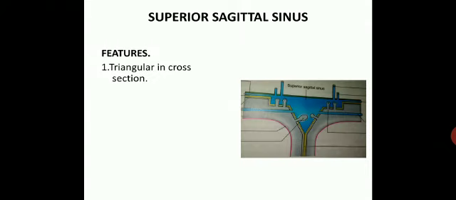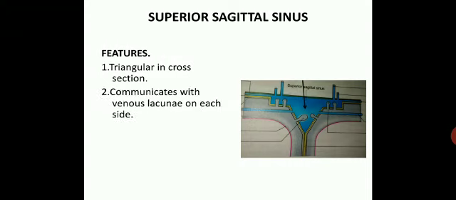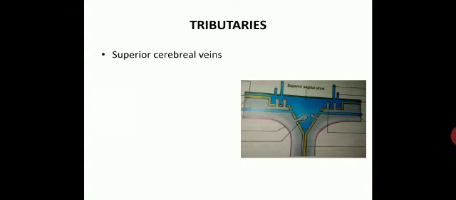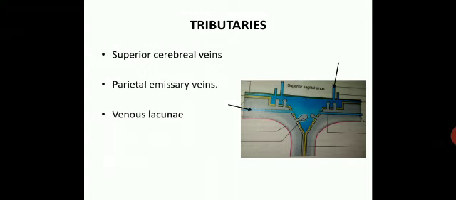Features: it is triangular in cross section and it communicates with the venous lacunae on each side. The arachnoid granulations project into its lumen, which help in the drainage of the CSF or the cerebrospinal fluid. The tributaries include the superior cerebral veins, parietal emissary veins, the venous lacunae, and occasionally veins from the nose.